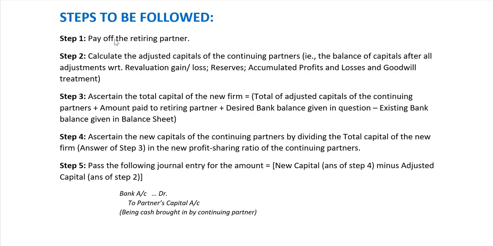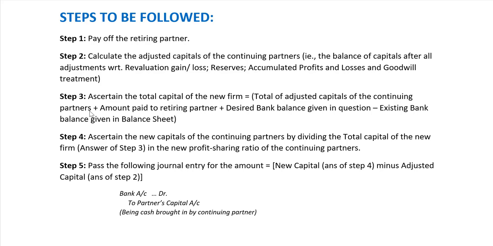Steps to be followed. First step, pay off the retiring partner. So the retiring partner's capital account will be closed by paying cash. Step 2 is to calculate the adjusted capitals of the continuing partners. That is the balance of their capitals after all adjustments with respect to revaluation gain or loss, reserves, accumulated profits and losses, and also goodwill treatment.